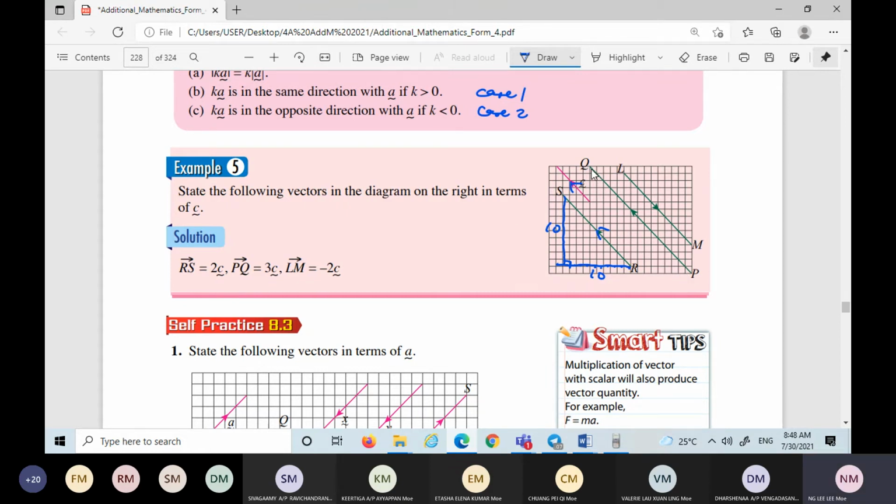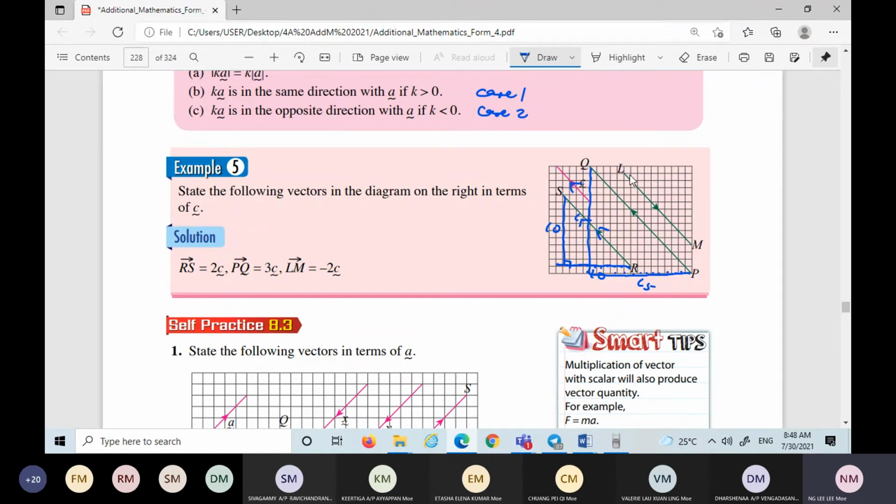Is it triple? Then you've got to count. The answer given here is triple. Triple means it is 15. Okay, let me count. 15. So here also I count 15. So it's triple, so it's 3C.